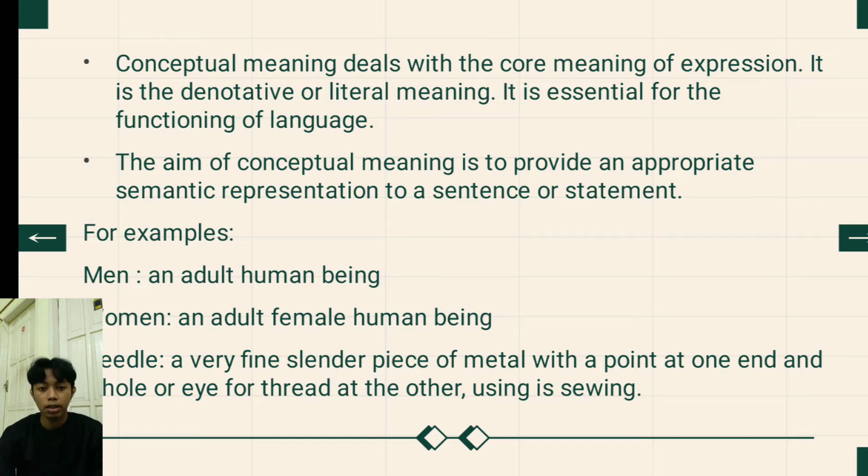For example, man is an adult human being. Woman is an adult female human being. And then needle is a very fine, slender piece of metal with a point at one end, a hole or eye for thread at the other, used in sewing.